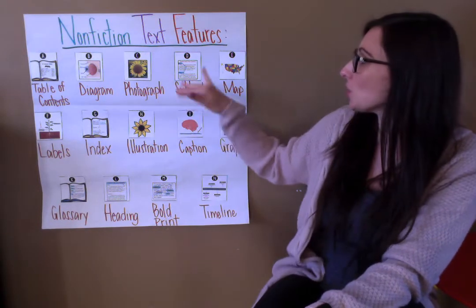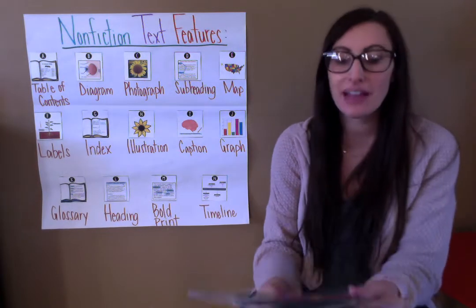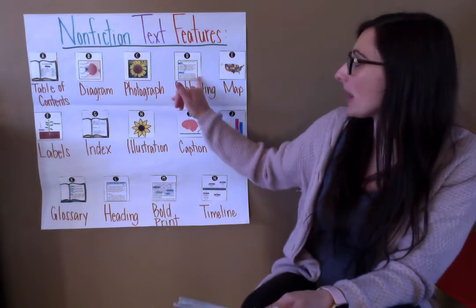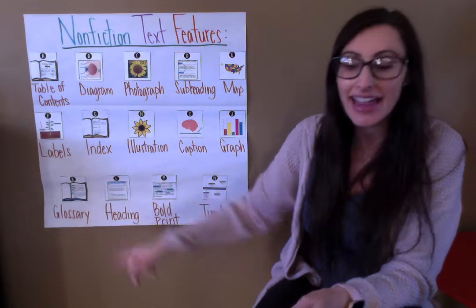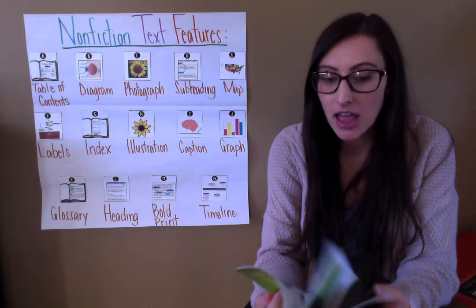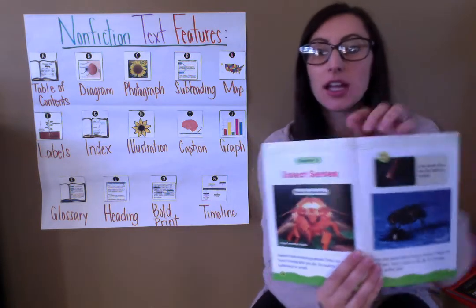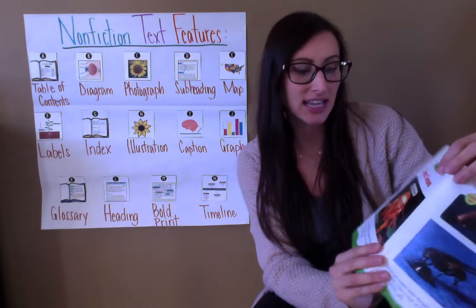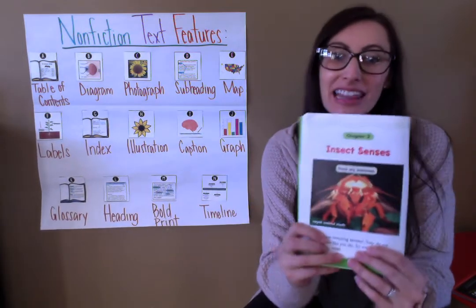Okay, let's go to letter D, a subheading. So I don't think any of the books I have at home, I have 3 different nonfiction books, I don't think any of them have a subheading, but I'm going to skip really quick down here to letter L, a heading. A heading is basically like a title on the page of your book. So if I look back at this insect book, this big red title that says Insect Senses, that is your heading right down here. That's basically like a title.